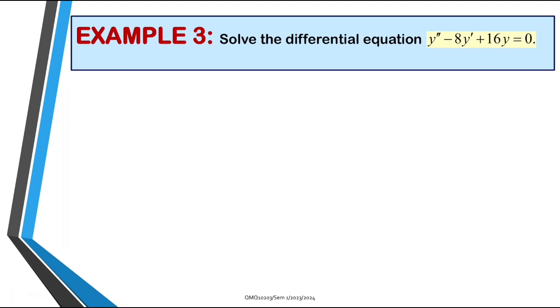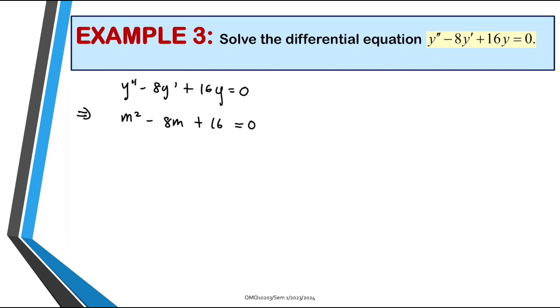Example number 3. Solve the differential equation y double prime minus 8y prime plus 16y equal to 0. First, we need to change this equation into the auxiliary equation. When you change into the auxiliary equation, you will get m squared minus 8m plus 16 equal to 0.